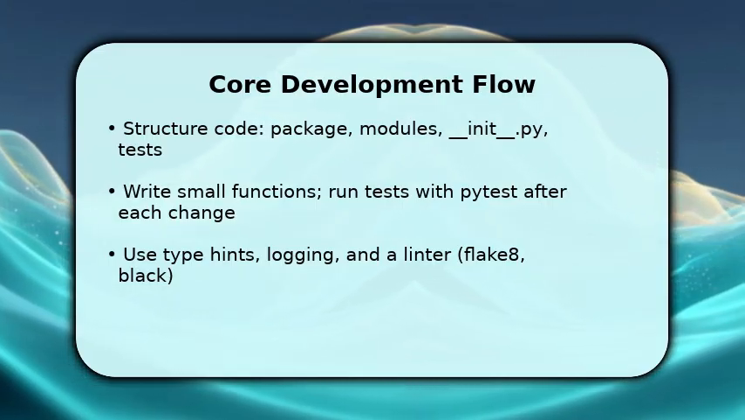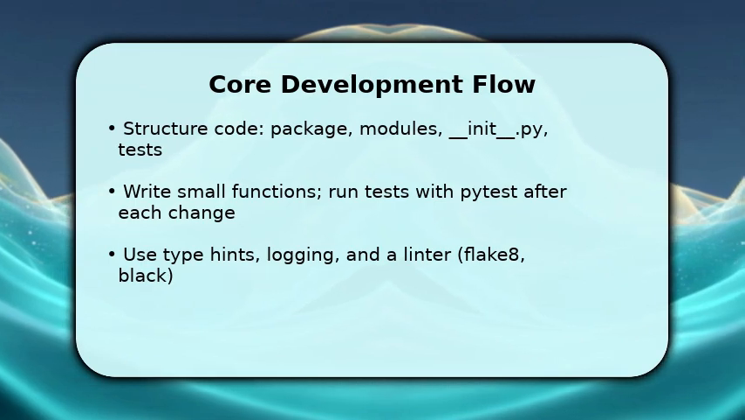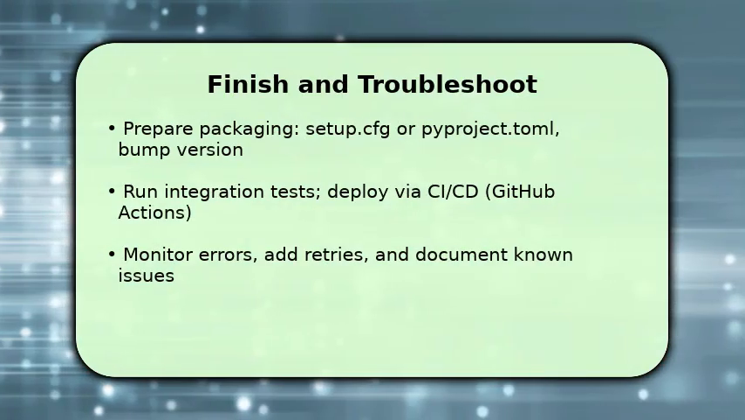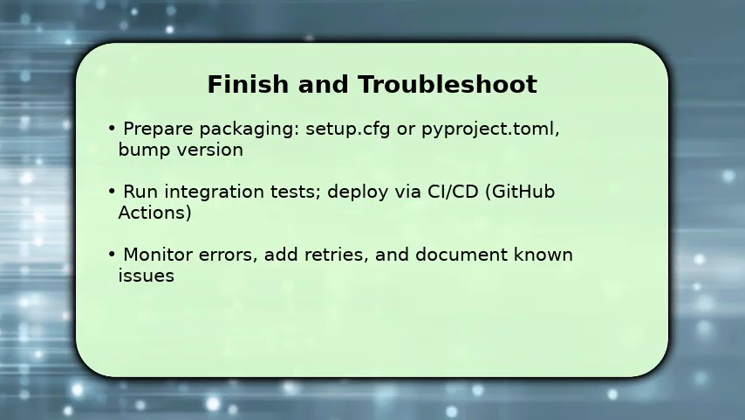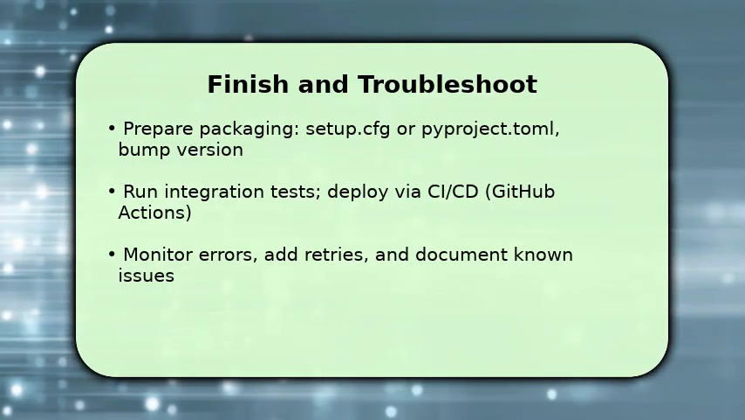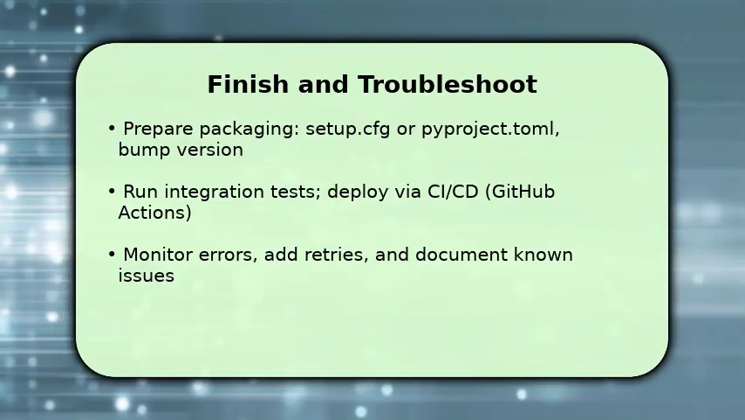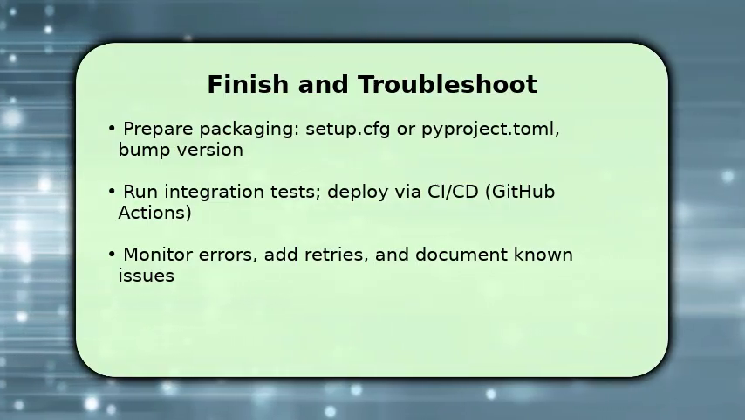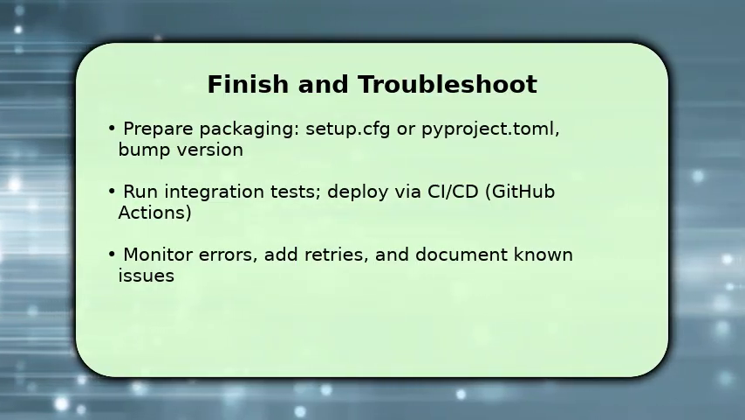You finish by preparing a package config, pyproject.toml, and tagging a release so others can install your code. Once done, run full integration tests and set up a CI pipeline that runs linters, tests, and builds automatically. Deploy artifacts or wheels and verify in a staging environment.